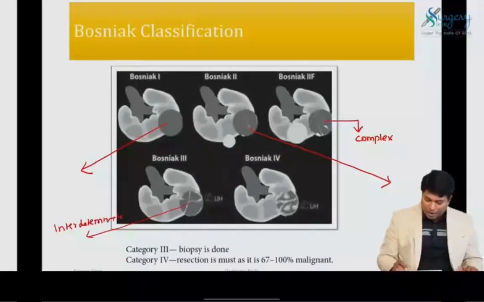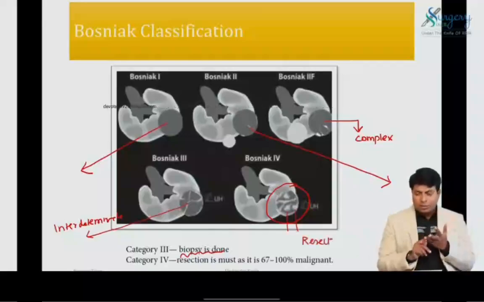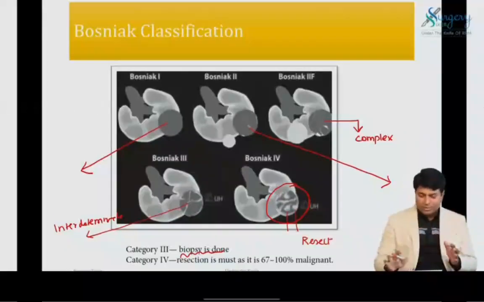So what should I do? In category 3, I should do a biopsy. In 4 you can see soft tissue components are present. No doubt it is malignant. We must dissect Bosniak 4. So 1, 2, 2F, no need to worry. For Bosniak classification: 3, do biopsy; 4, do dissection.